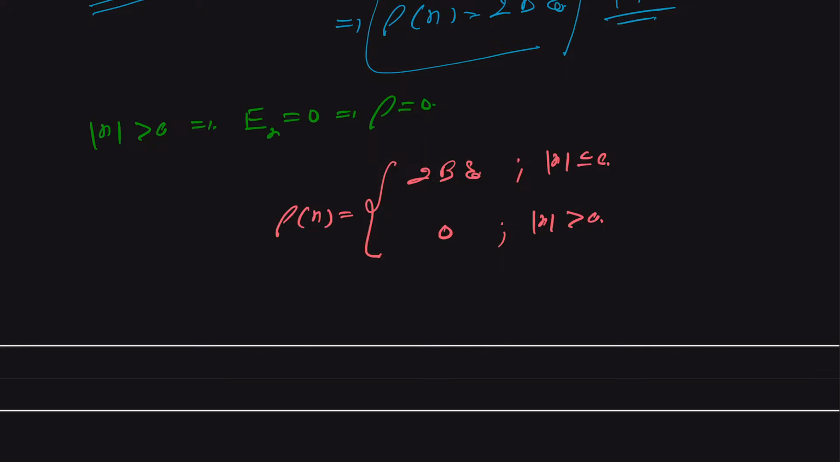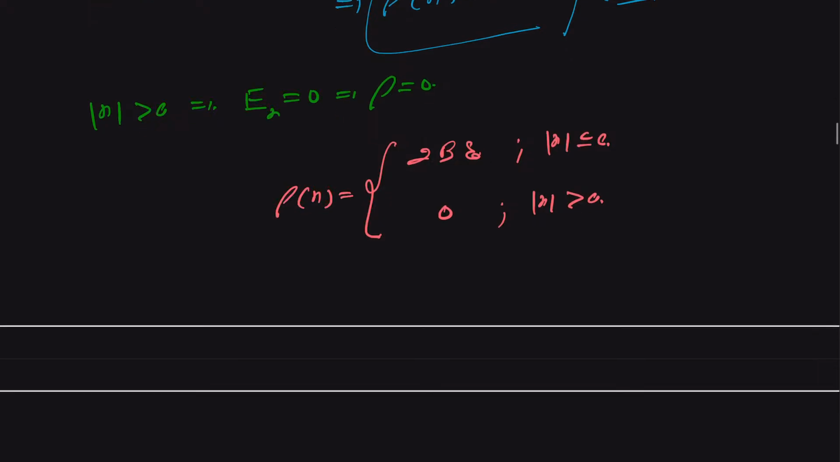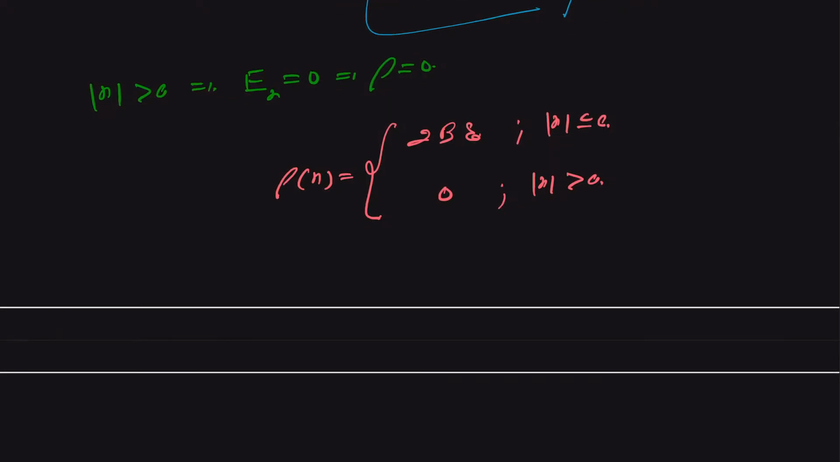And if we want to plot this charge density, we can easily plot it, and because this is independent of our x, therefore we can say that it will be lying between minus a and plus a at a certain magnitude, and this magnitude will be equal to 2b epsilon naught, and beyond that it will be equal to 0, left as well as right.